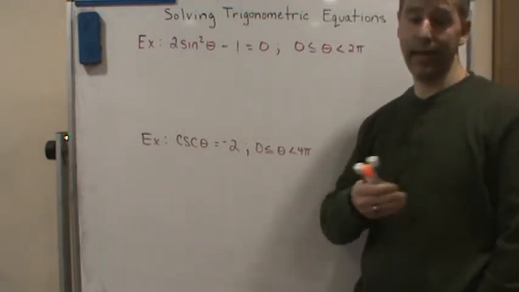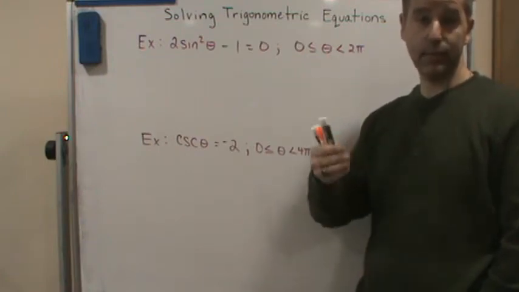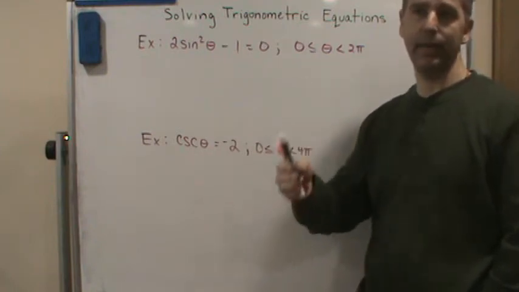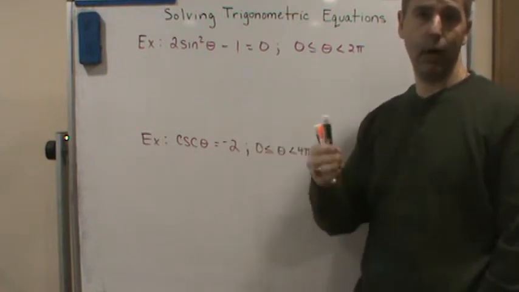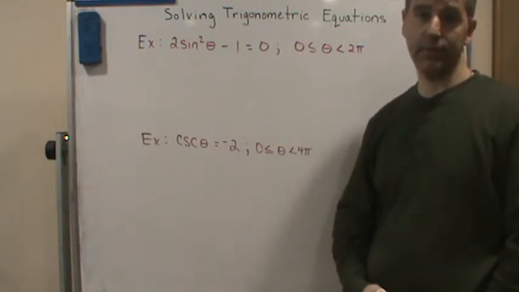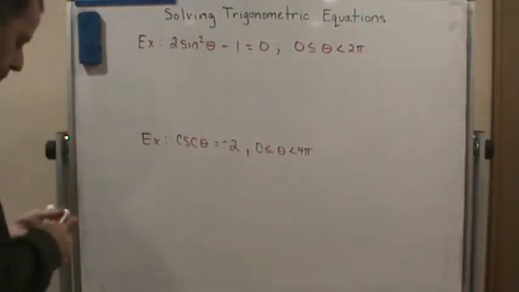It also has asymptotes, right? It has asymptotes at every odd multiple of pi over 2, right? So that's other things you have to consider. Okay, so let's do some more examples here.